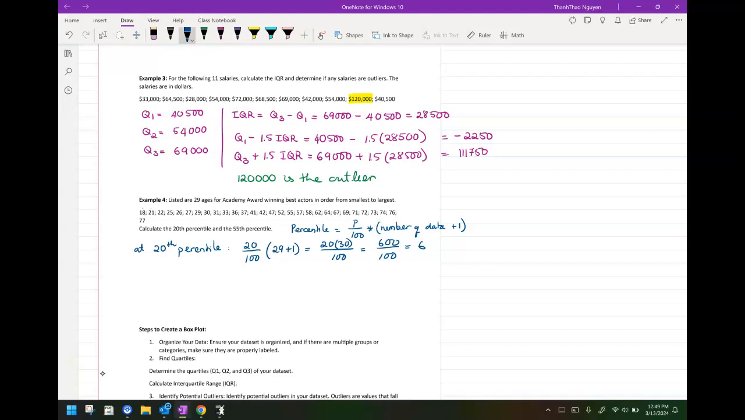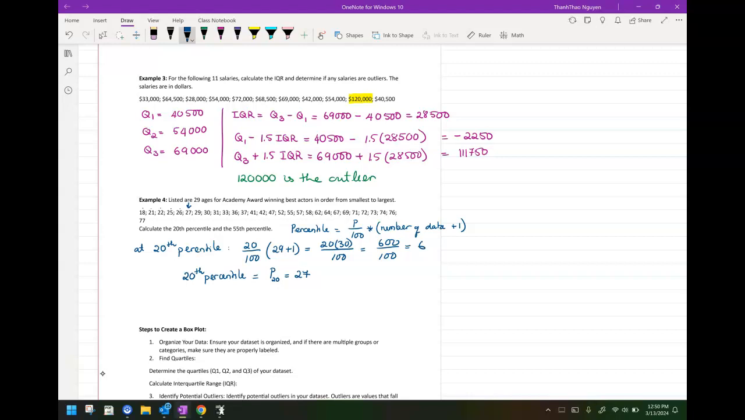So 1, 2, 3, 4, 5, 6. So this is where the 20th percentile is. Or we call it P sub 20, is equal to 27.